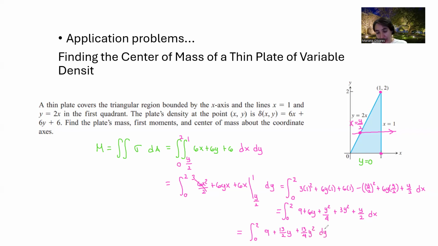And now we can get the integral, okay? So if we do that, we're getting 2y plus 13 halves of y squared divided by 2. And from here, we're getting 13/4 of y cubed divided by 3. And we need to evaluate from 0 to 2. Please do the substitution in order to get the result and tell me which is the numerical value that we're going to have here. That is going to be the mass of the plate. Okay, people?